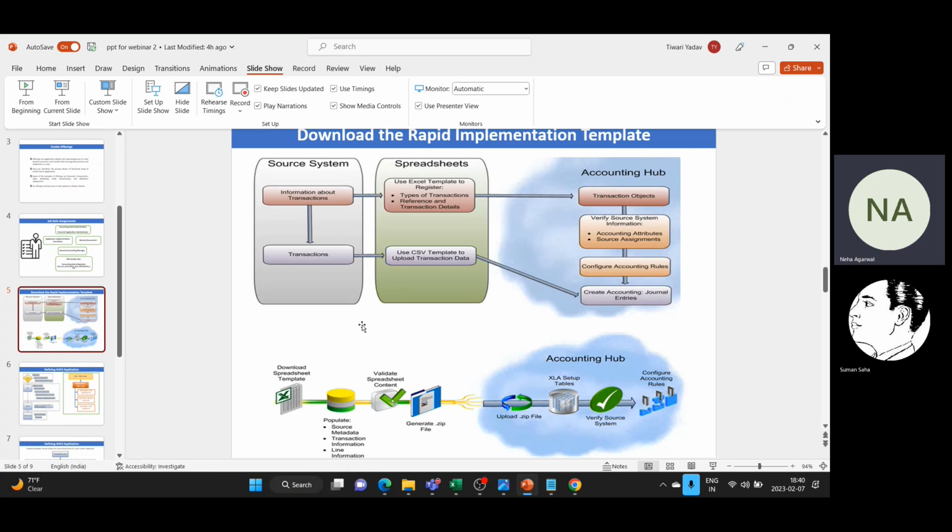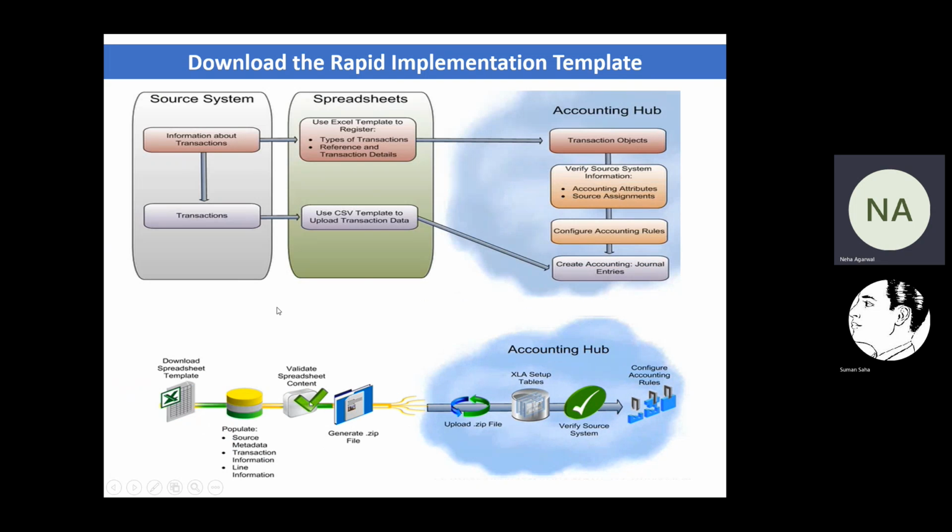So before downloading the template from the instance, let us first understand the pictorial representation of this. So I'll just expand this. Before downloading the rapid implementation template, I have told you to analyze the source system thoroughly to understand the transactions it generates. A source system that generates transactions as a part of business processes has a potential financial impact requiring creation of accounting entries.